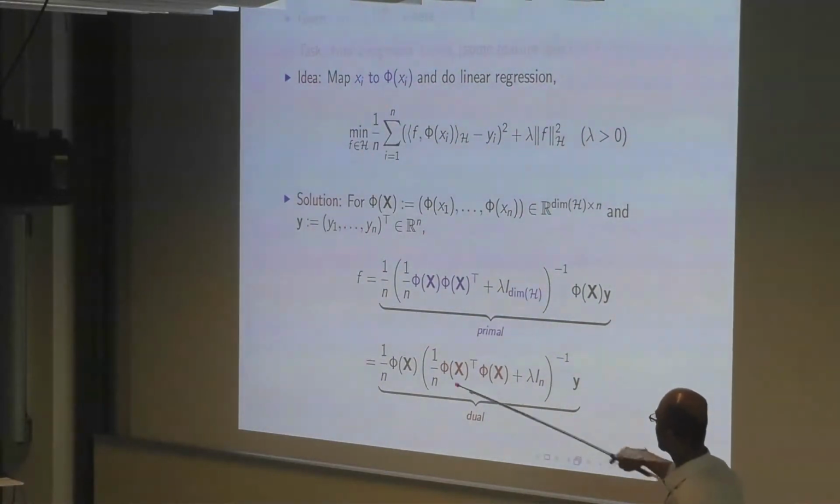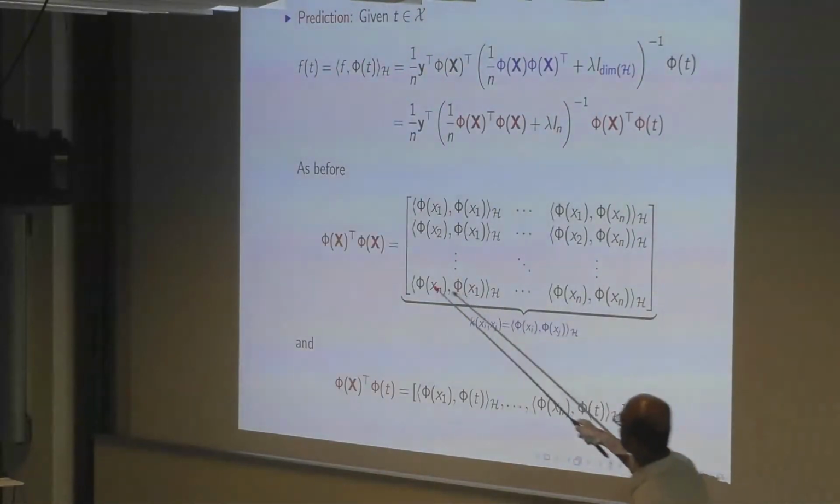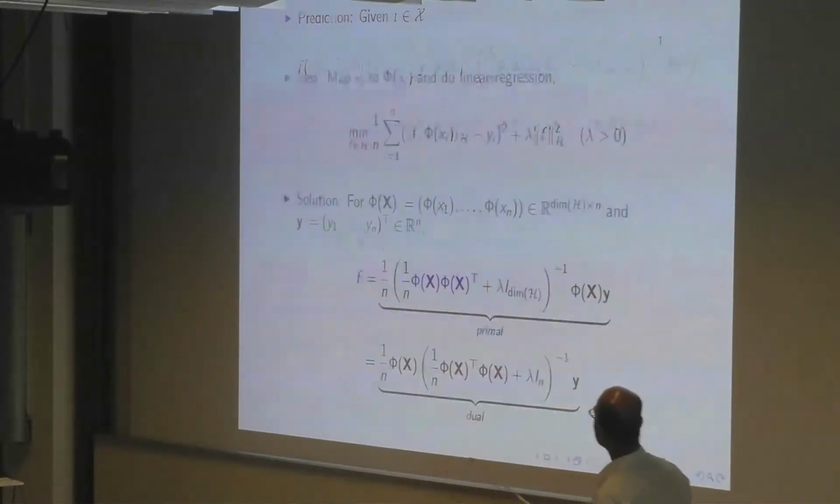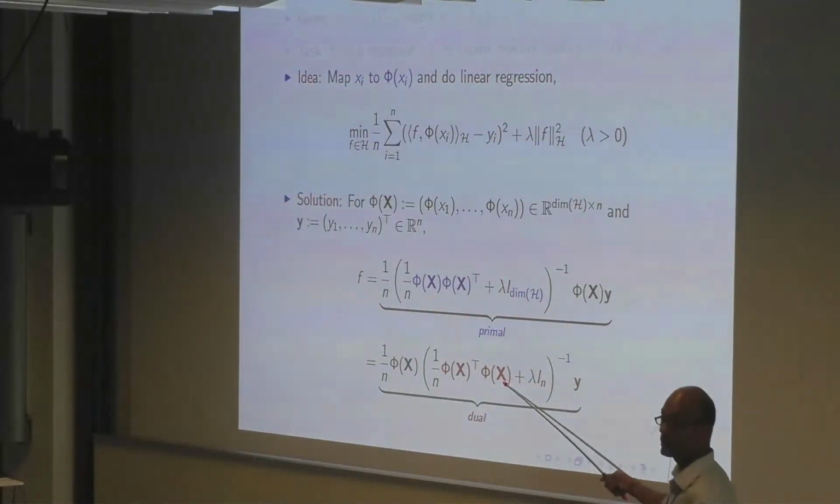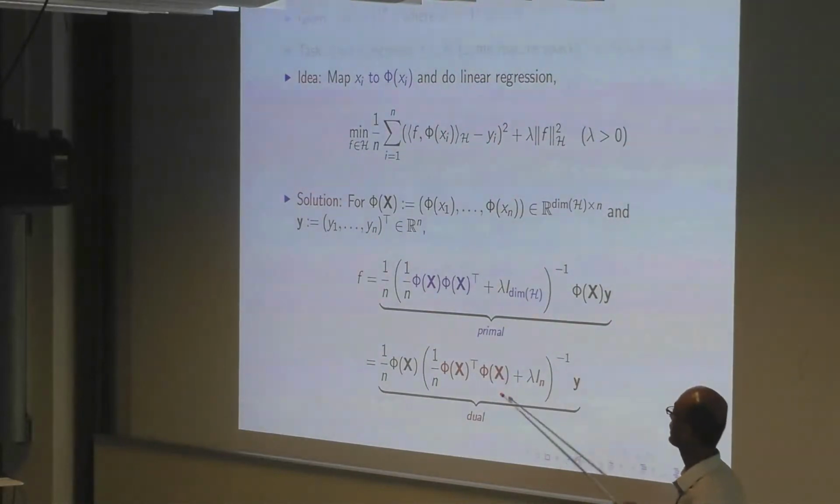Now write it in the dual form. If I write it in the dual form, this is what I'm getting. Now look at how this matrix looks. As you can see, this matrix is just of size n by n. Nothing has changed compared to the linear regression to the nonlinear regression. It's still n by n.